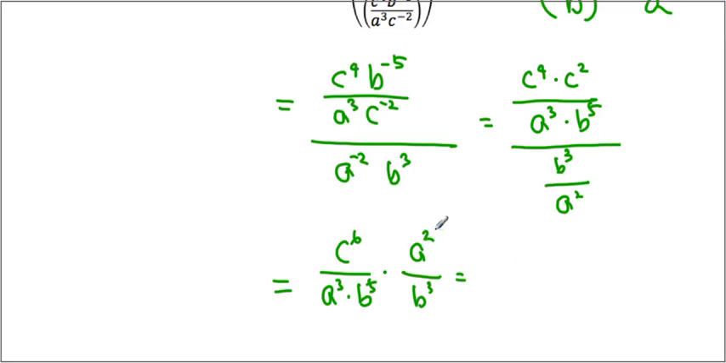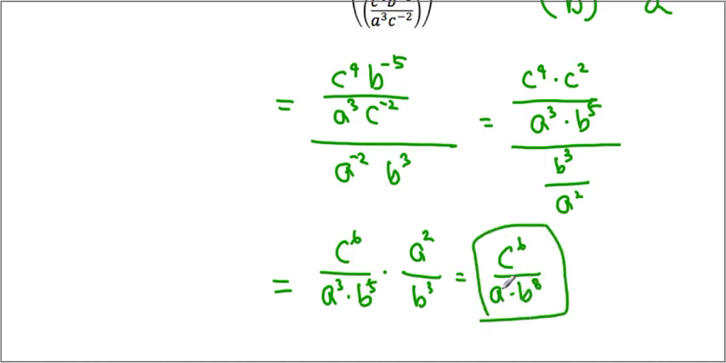Then here we have, these two cancel out. We have c to the 6th left on top. On the denominator we have 1 a left, a to the 1st power. And here, b to the 8th power. That is our final answer.